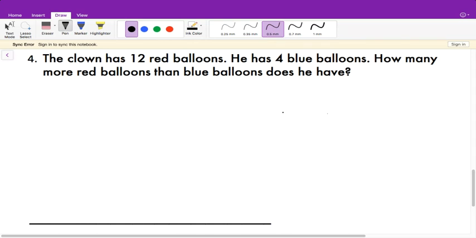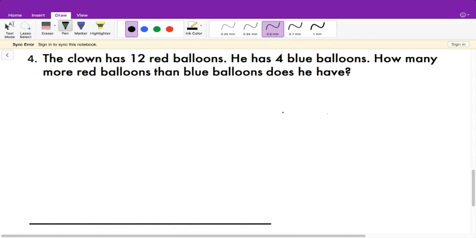Oh, wow. So there's some red balloons and there's some blue balloons. Right away, I'm thinking this is a part whole problem because we have 2 different groups of balloons. We have red balloons and blue balloons. What do you guys think? Is this a part whole? You're right. I should read the question again.